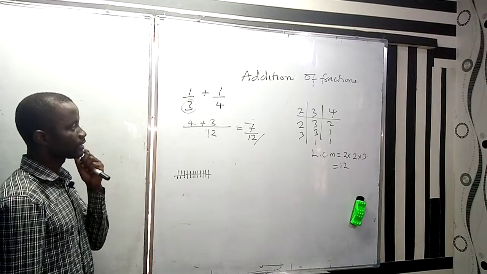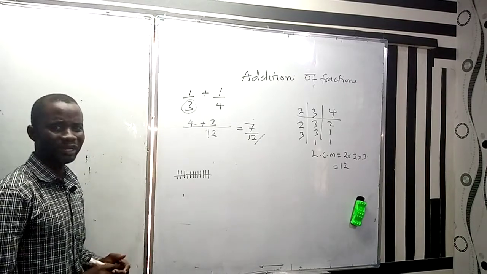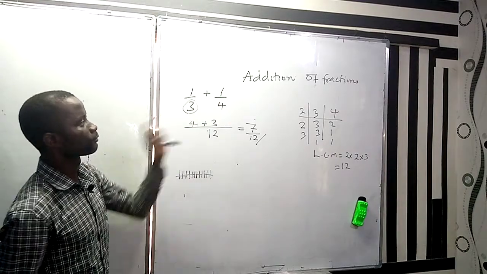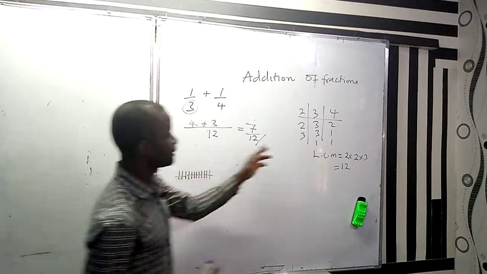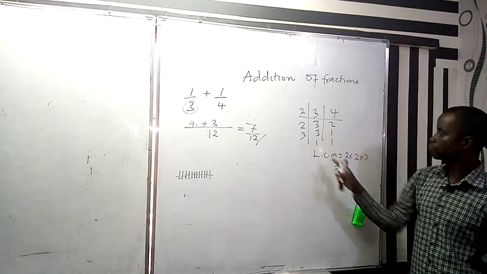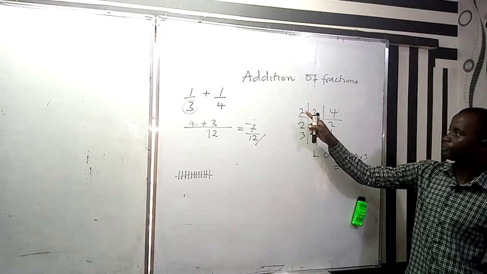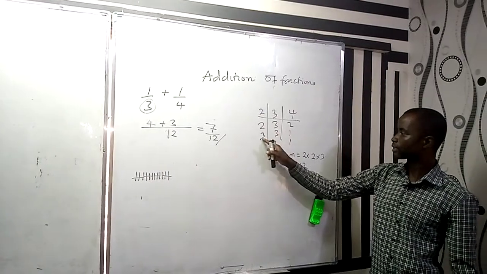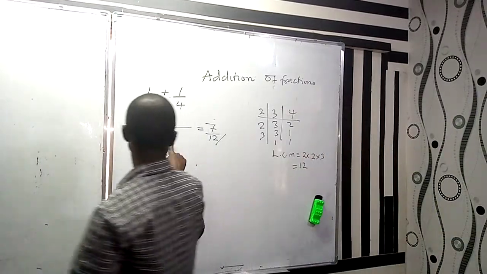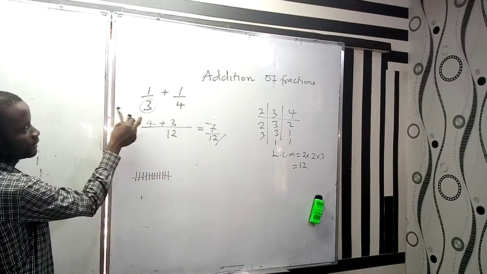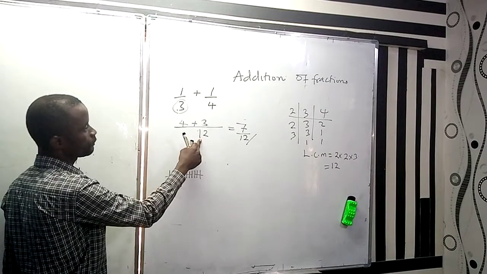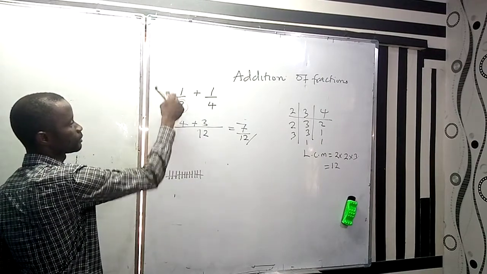That's the answer. Let me explain it again. You are given two fractions, 1 over 3 plus 1 over 4. The first step, you find the LCM. The LCM of 3 and 4 is 12. Now after that, you put the 12 here, and then you find how many times 3 divides 12. 3 goes in 12 four times. 4 times 1 is 4.